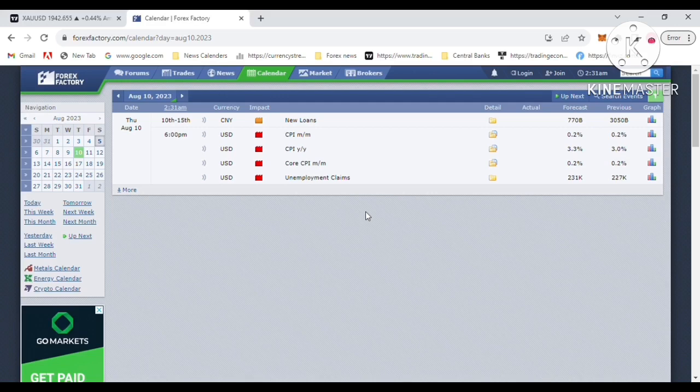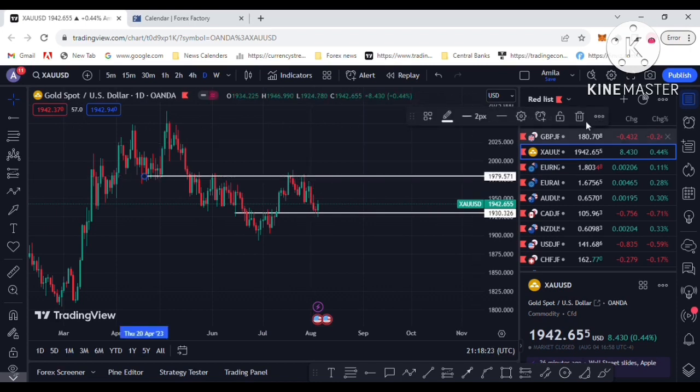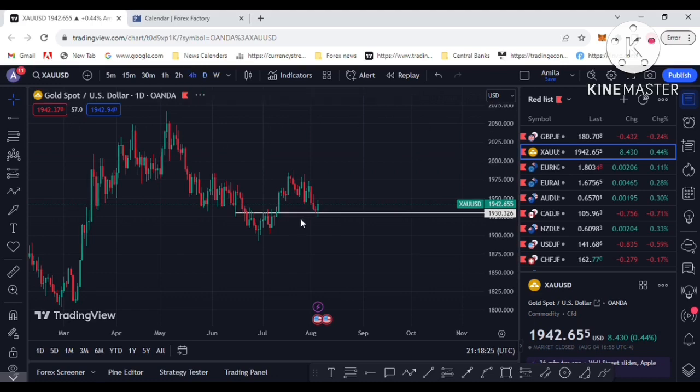So my expectation is that the CPI inflation report will drop to below 3%. That is the Fed interest rate pause at the next September FOMC meeting. That will sell off the US dollar, and gold will be bought. So that's my opinion on the economic event. You should keep in touch with the economic data if you are trading a high volatility pair like gold.